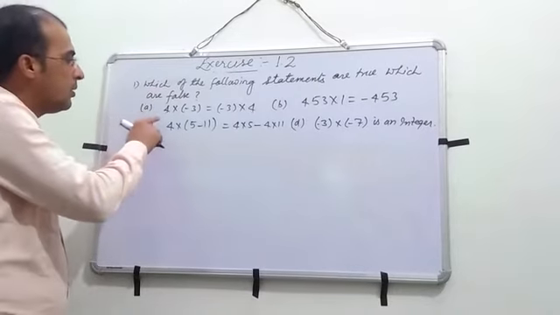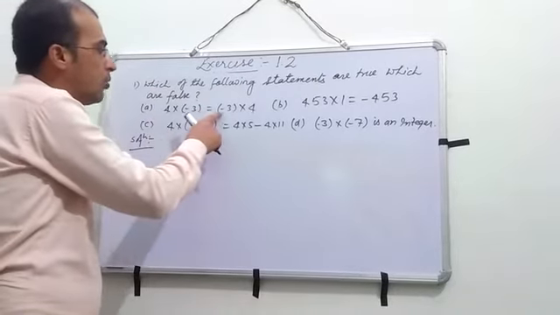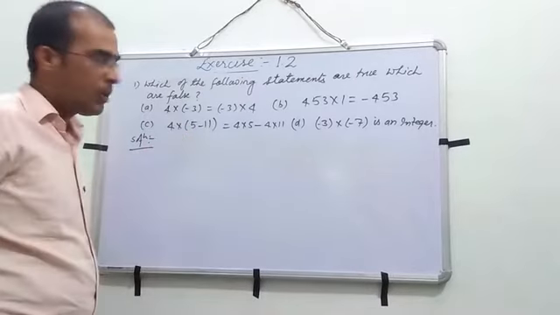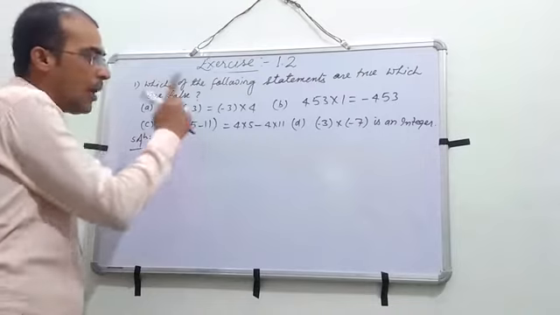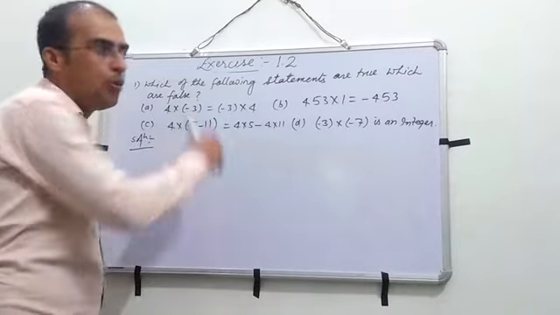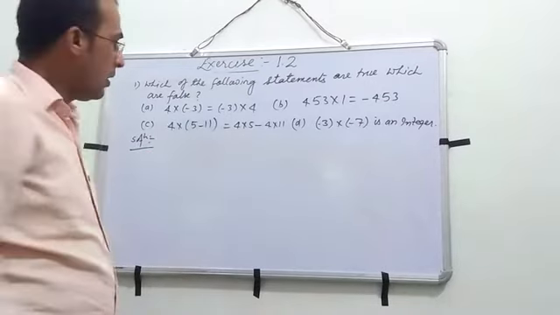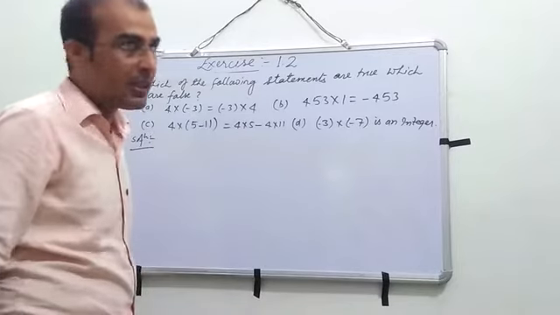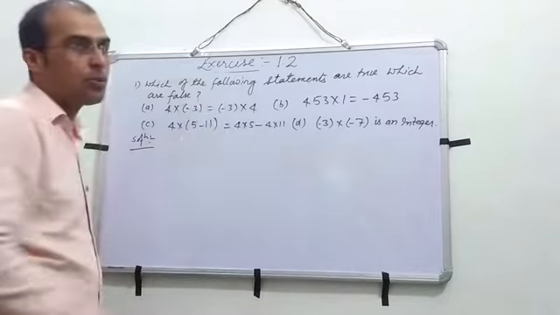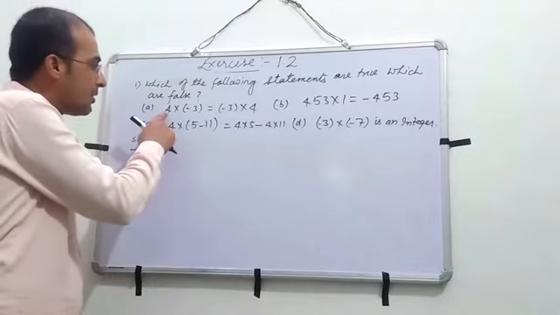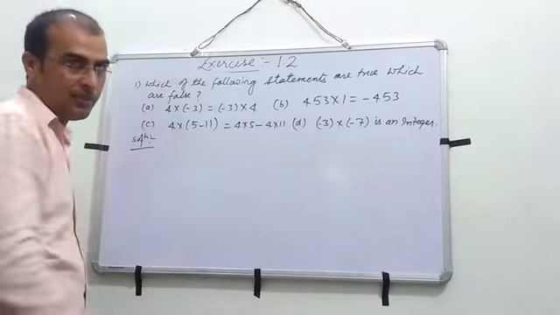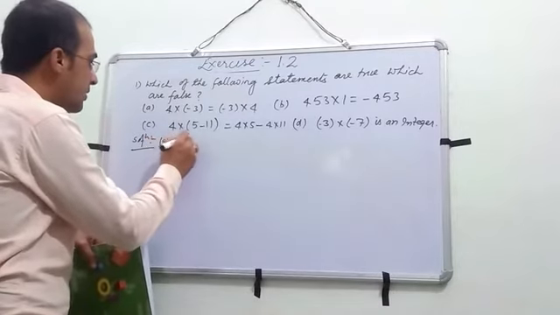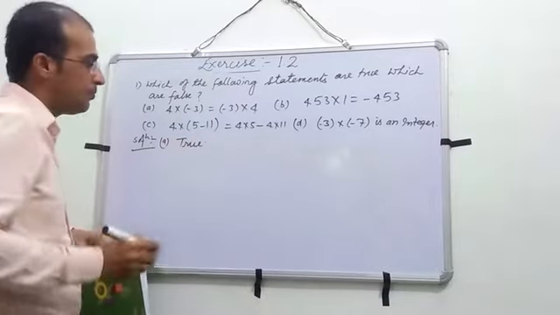A part, 4 into minus 3 equal to minus 3 into 4. This is a commutative law. 4 into minus 3 equal to minus 12, minus 3 into 4 equal to minus 12. LHS is also minus 12, RHS is also minus 12. So you can say that this statement is true for these integers. Is it clear? So you can say it is true.